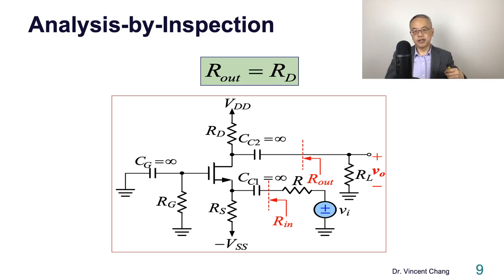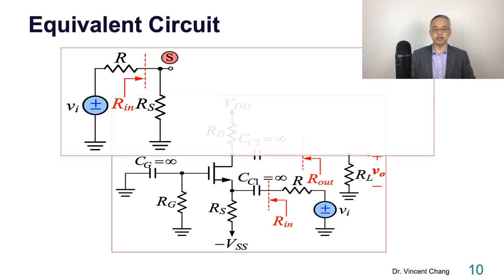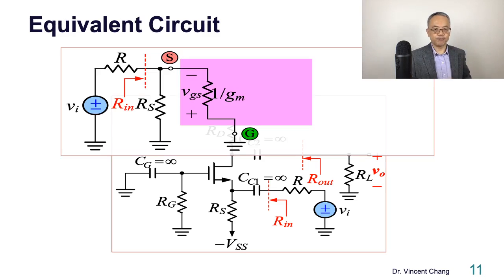So now let's go a little bit lower. So from the small signal equivalent circuit. So VI, R, and RS. And now source gate drain, T model. The resistance between source and gate, looking at the source, is 1/GM. Voltage across the gate and the source is the VGS.